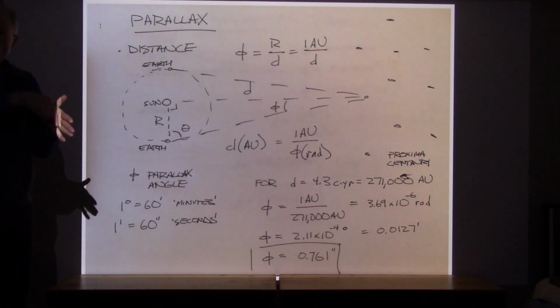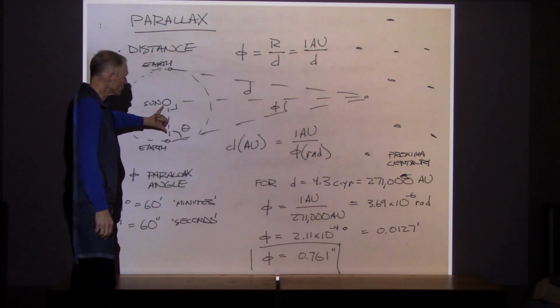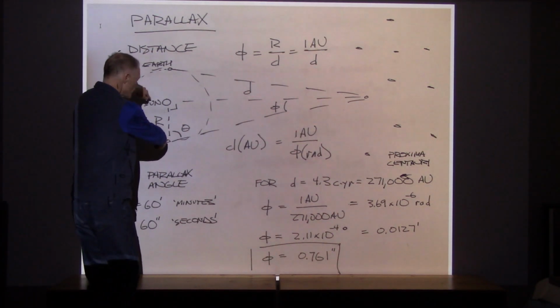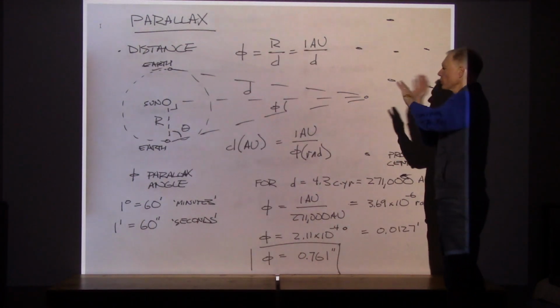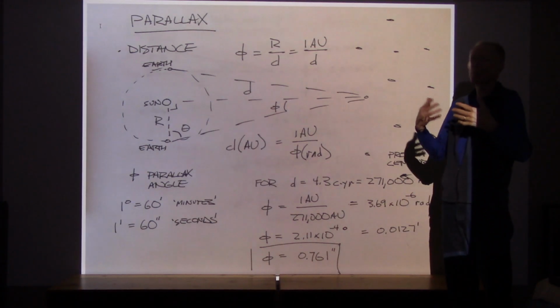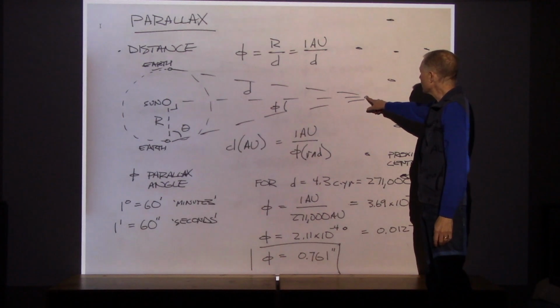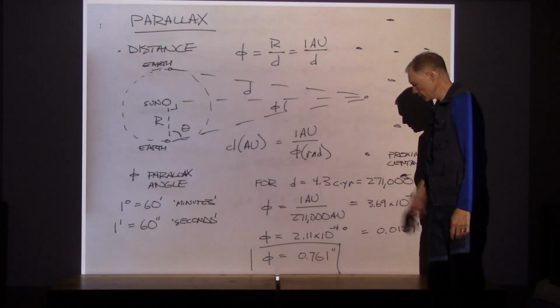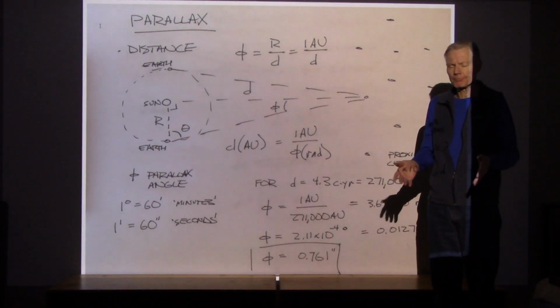It's the distance between the sun and the Earth. So that's one astronomical unit. And then we follow these two lines out to this distant star. Now the distance out to the star is going to be hundreds of thousands or millions or tens of millions of times one astronomical unit. And that says that these parallax angles are really, really tiny.